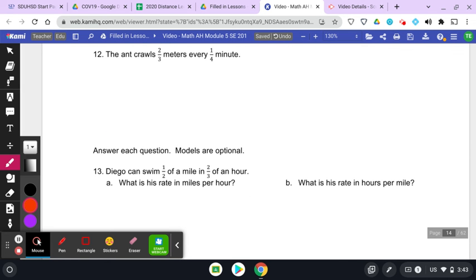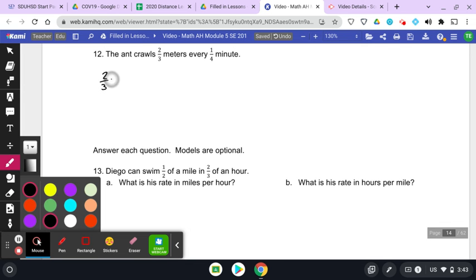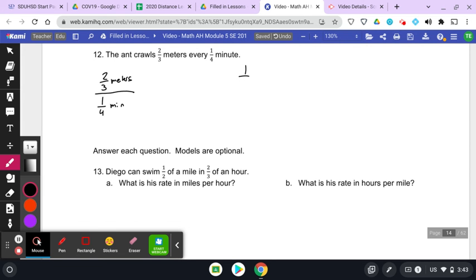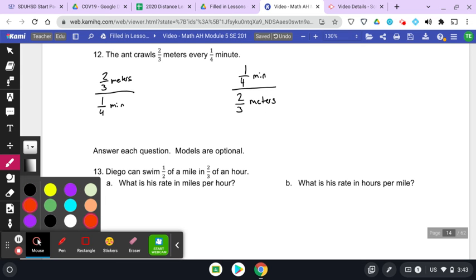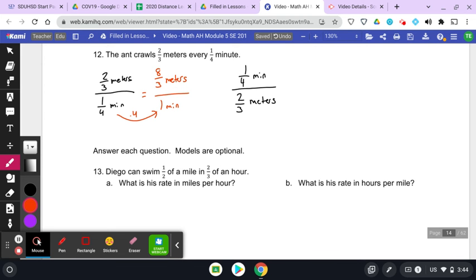The ant crawls 2/3 of a meter every 1/4 of a minute. So I set up my rates. 1 time with the meters on top, 1 time with the minutes on top. I choose which one's easier to work with. I like the first one. I want to get to 1 minute. I need to multiply by 4. So here I get 8/3 meters in 1 minute. I know the other one's going to be 3/8.